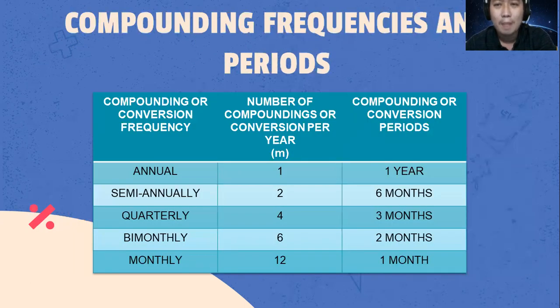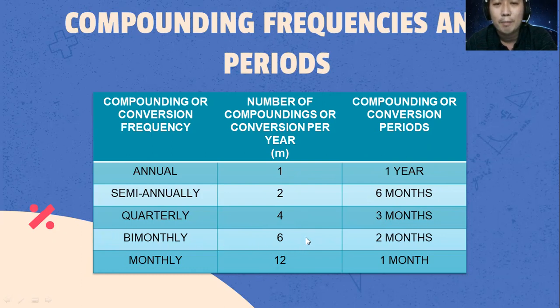So we have compounding frequencies and periods. That could be compounding or conversion frequency. We have annual. Number of compoundings is 1. Then for every after 1 year. Semi-annually, that means there are 2 number of compoundings or conversion per year. The payments are being made after 6 months. We have quarterly. Number of compoundings or conversion per year is 4. Then payments after 3 months.